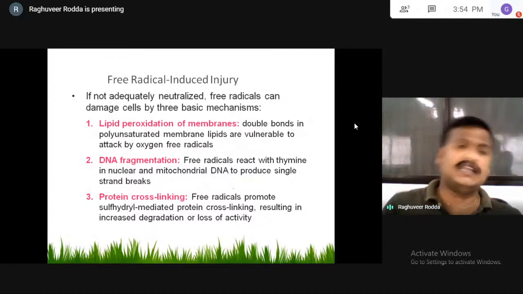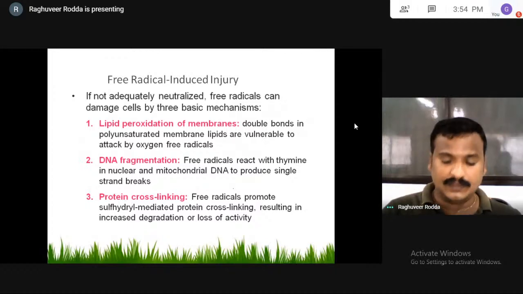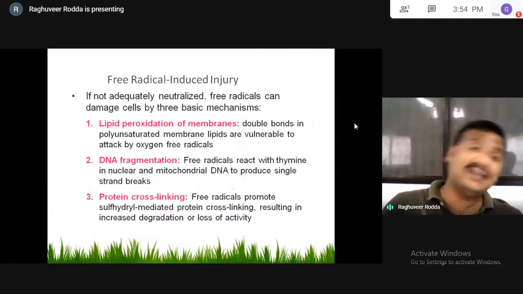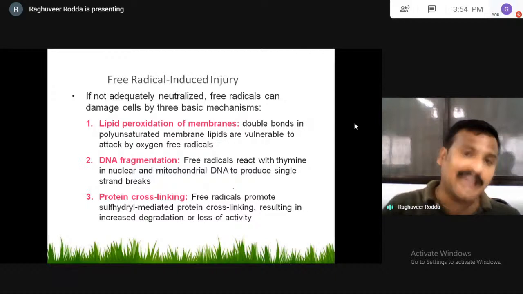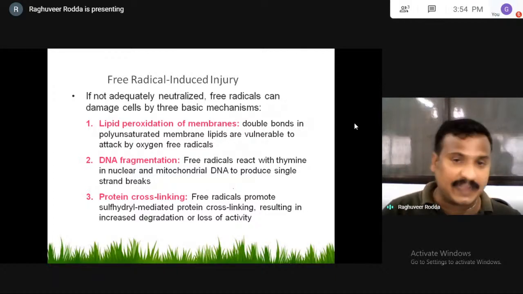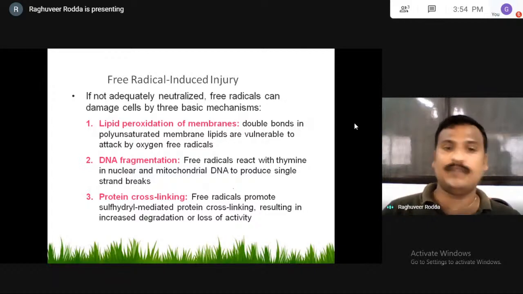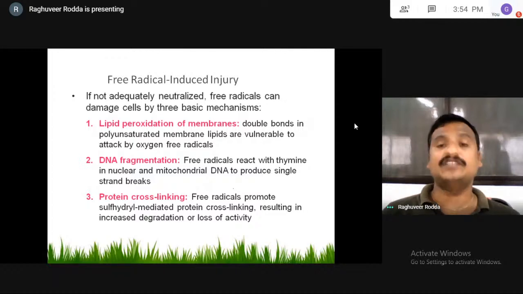So what happens if the free radicals are not killed? If we are not able to regulate them, or if the cell does not have the free radical neutralization mechanism, what will be the impact of the free radicals produced by various biochemical reactions? The free radicals will try to damage the cell by three mechanisms.